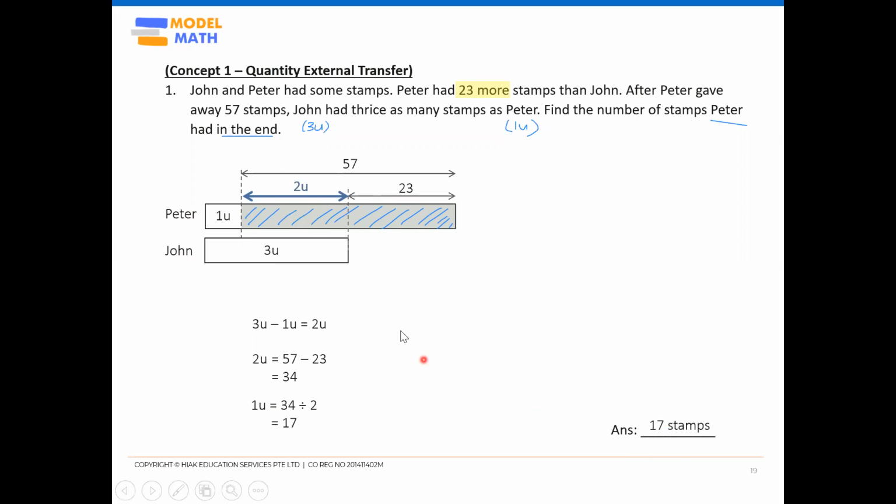Now, if I were to change the question and ask you how many stamps does Peter have at first? Then your at first means Peter's total model, the whole stretch from here all the way to the end. That is his at first. Then, of course, very simple. You just need to take your 17 plus the shaded part of 23. Or you can find 3 units here, then plus 23. That's fine as well.